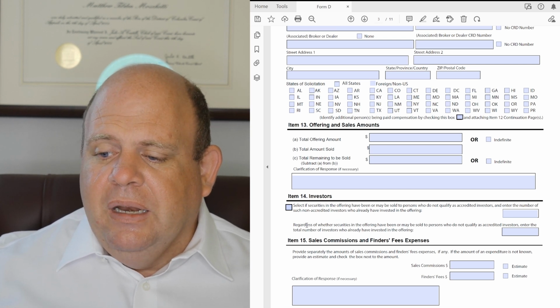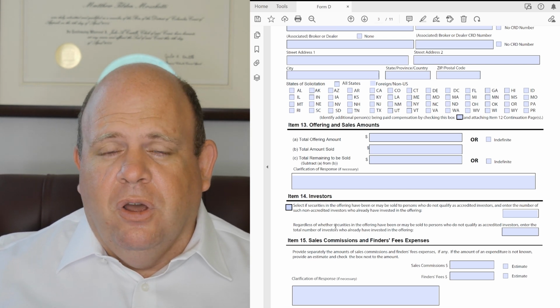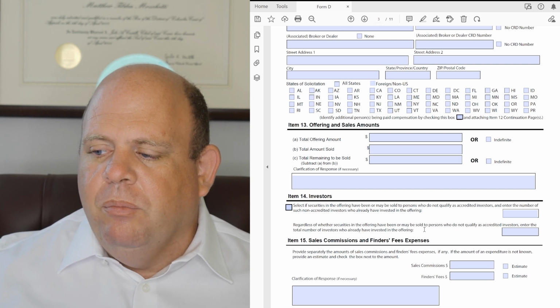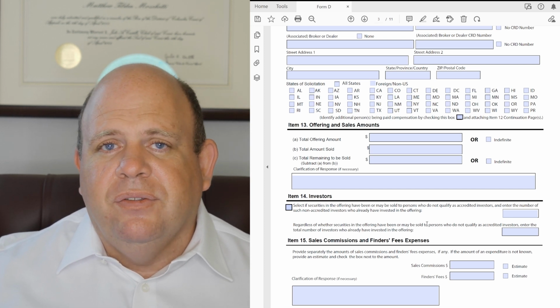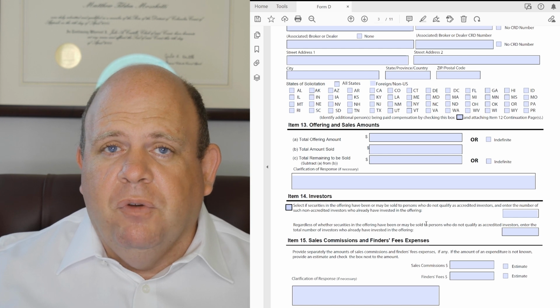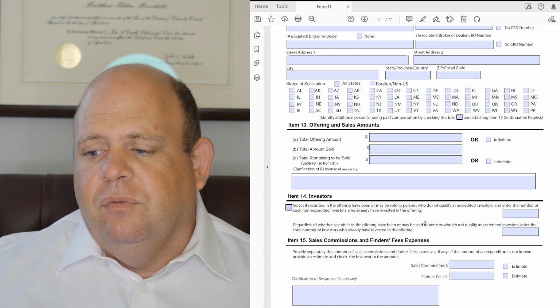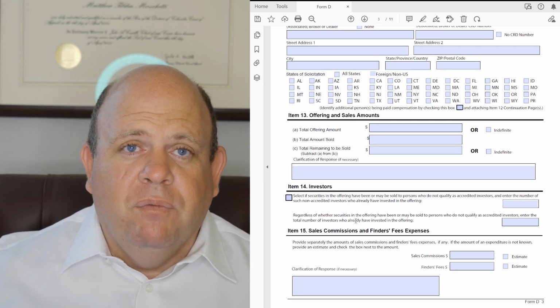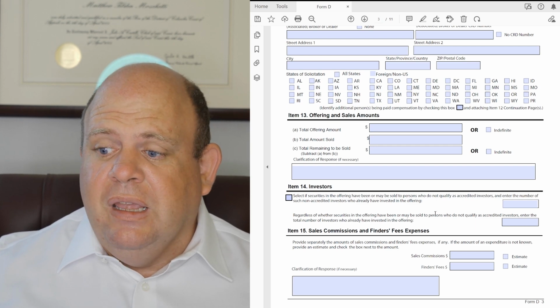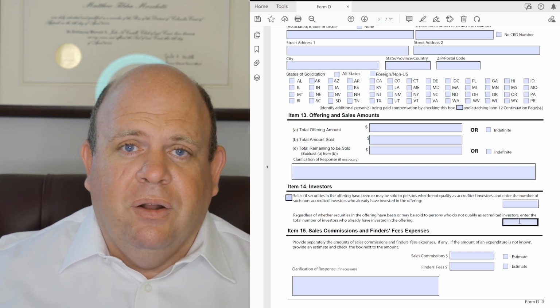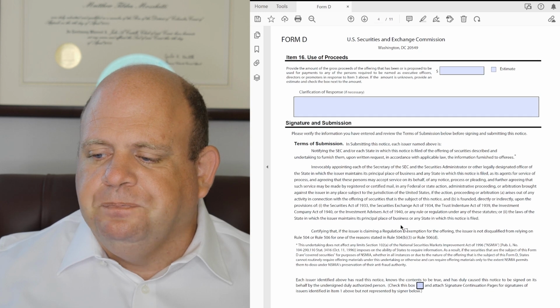The second line is, regardless of whether there are non-accredited investors or not, how many investors have already invested. So this is the sum of accredited and non-accredited investors who have invested. Now, obviously, if it's a Rule 506C, this is the only part you're filling out. It's just the number of investors.